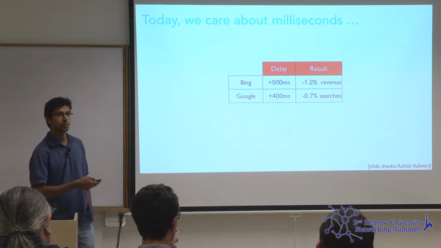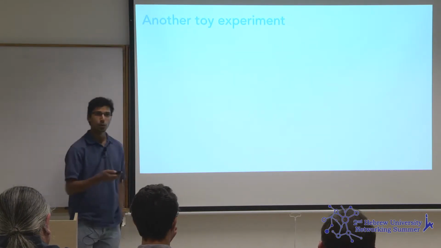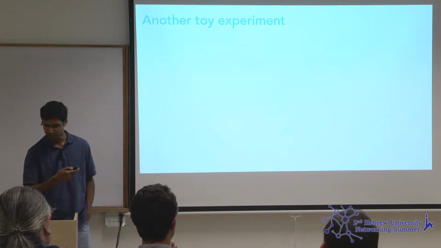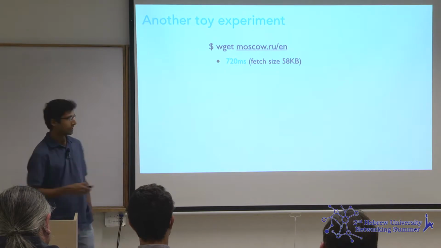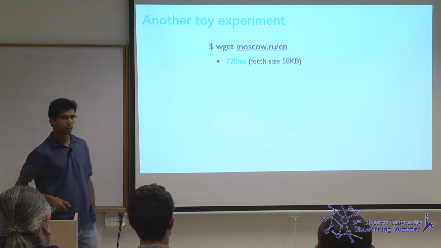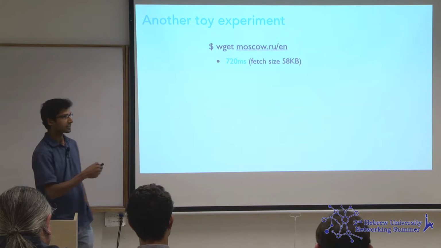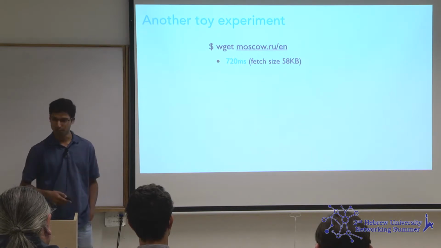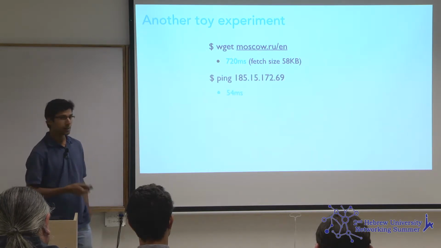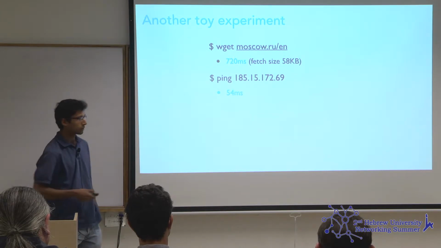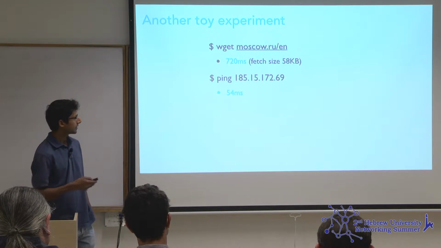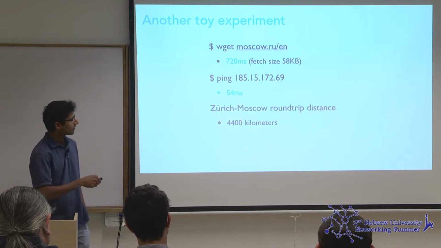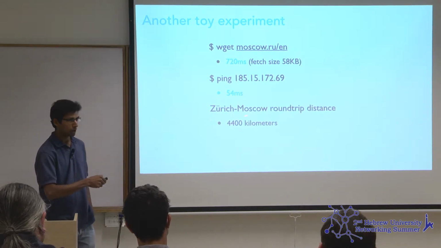Here's another toy experiment to see how poorly we are doing on this benchmark in terms of latency. So we'll do a wget for this page, right? Simple web page. The fetch size is 60 kilobytes, and it takes 720 milliseconds. And this is from my machine in Zurich. We ping this web server that corresponds to this website, 54 milliseconds ping time. Okay, not bad. And if you look at where this web server is hosted, it's in Moscow.